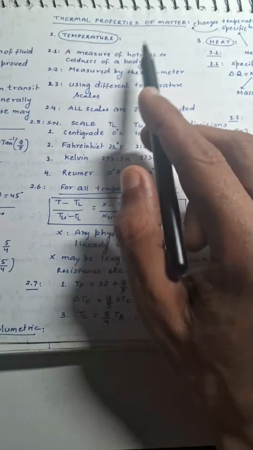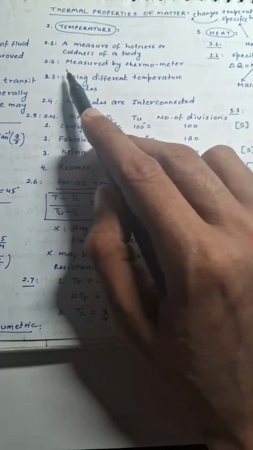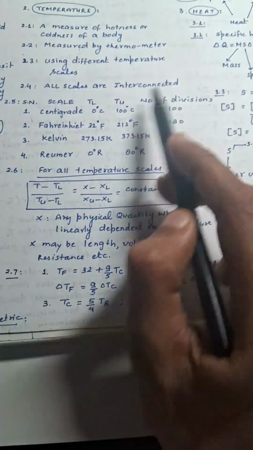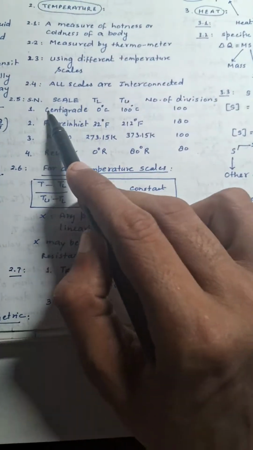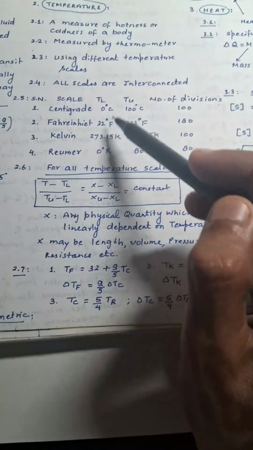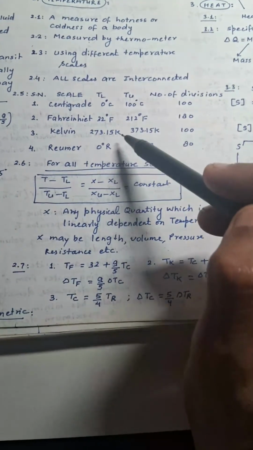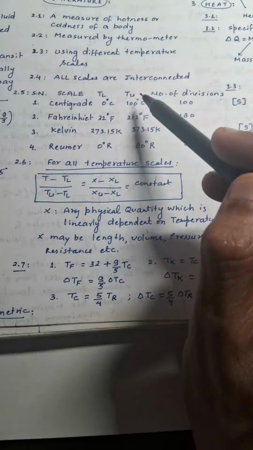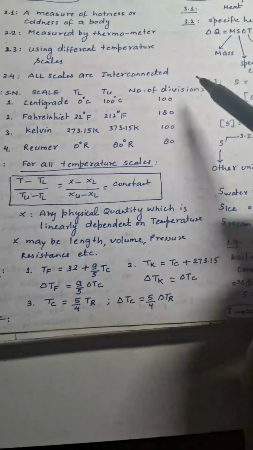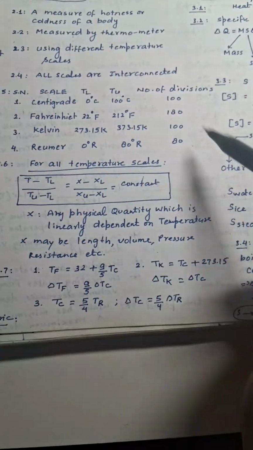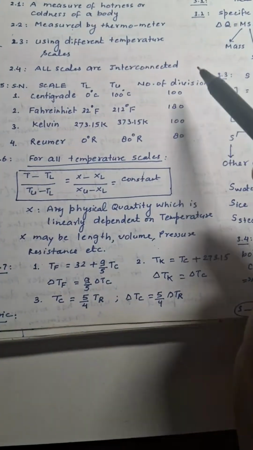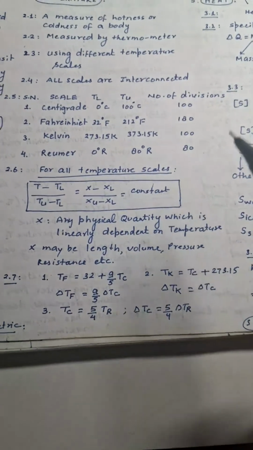Now is the concept of thermal properties of matter. So it's the temperature, and temperature is a measure of hotness or coldness measured by a thermometer using different temperature scales. All scales are interconnected, so this is the relation: we have centigrade scale, Fahrenheit scale, Kelvin scale, Reaumur scale. Lower temperature is 0 degree, 32 degree Fahrenheit, 273.15 Kelvin, 0 Reaumur. Upper temperature is 100 degree centigrade, 212 Fahrenheit, 373.15 Kelvin, 80 Reaumur. If you take the difference, the number of divisions are the differences between upper and lower values, so you can analyze that these are the number of divisions.